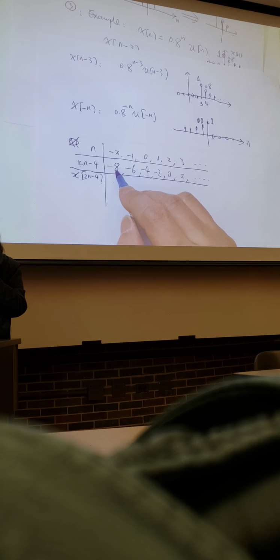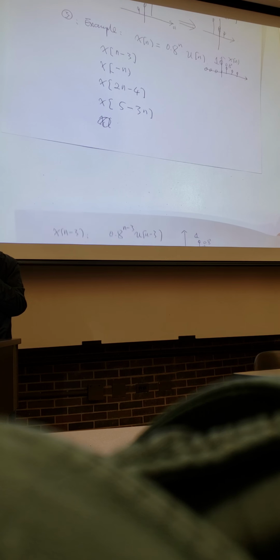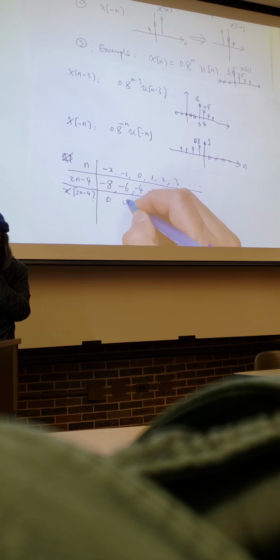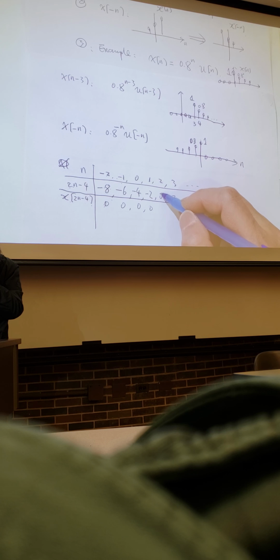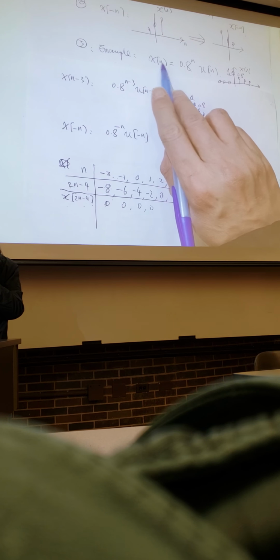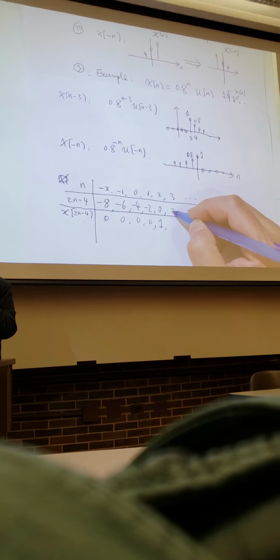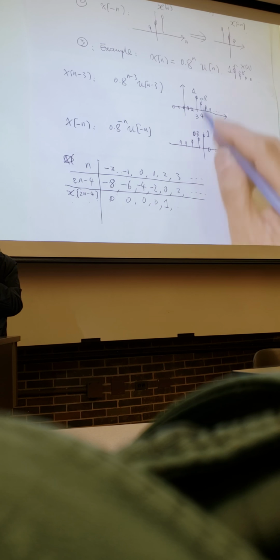Then what is this value? This value will be x of negative 8. Now you plug into the original x. X of negative 8 you get 0, and negative 6 you also get 0. And when 2n minus 4 is 0, x of 0, I get 1. And then here is 3, here is 2. So here will be x of 2, which will be the square of it.